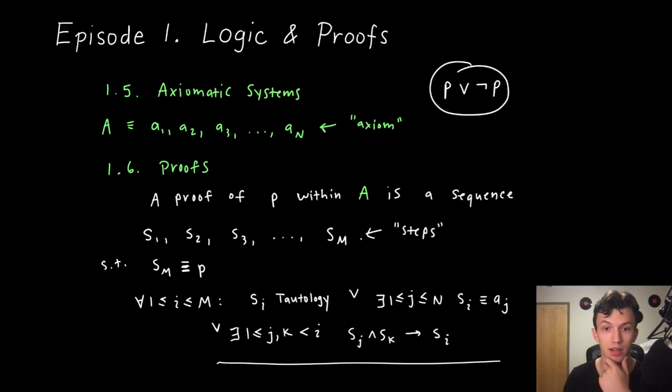Or you could arrive at not P, and that would be a proof of not P, or a contradiction of P. So there you go.